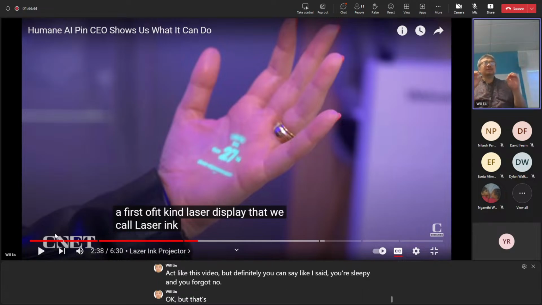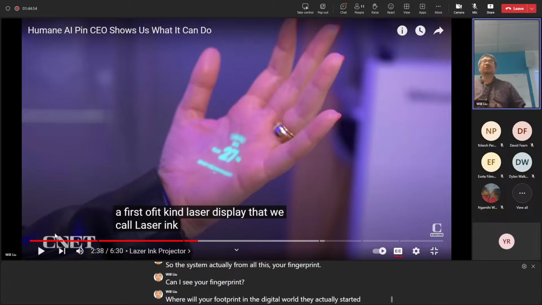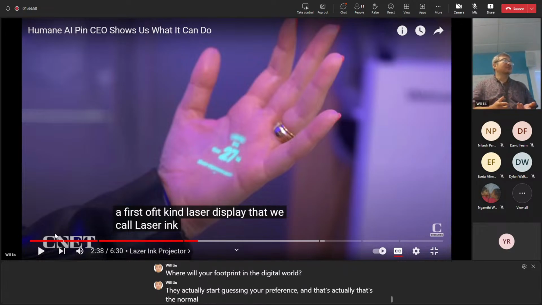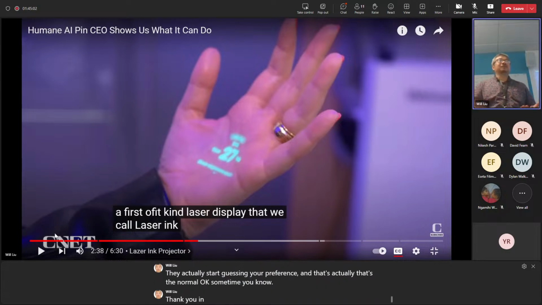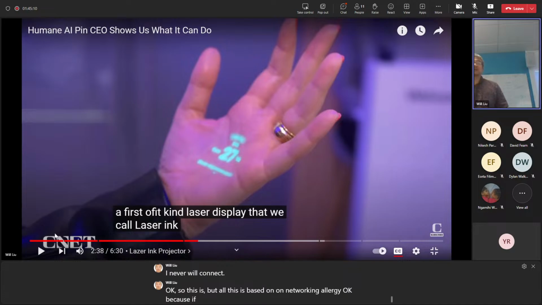So from all this, your fingerprint. Can I see your fingerprint? Or your footprint in the digital world, they actually start guessing your preferences. That's actually a large scale. They know you. Sometimes you know it, but never connect. But all this is based on our networking technologies, because if there are no connections, how can you connect?